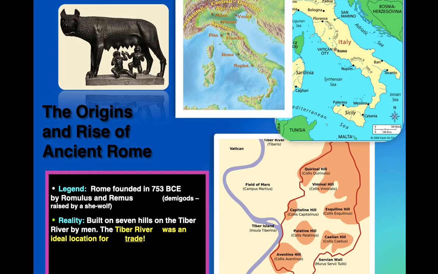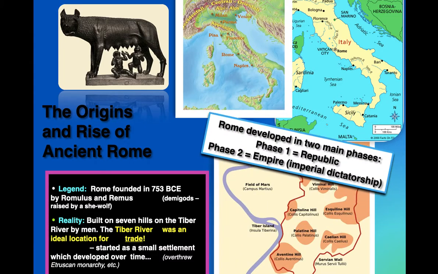Reality, Rome was built on 7 hills on the Tiber River by men. The Tiber River was an ideal location for trade. You can see that map down on the lower right. There's 7 hills. They're named. You see the Tiber River. Okay. See, Rome started as a small settlement which developed over time.